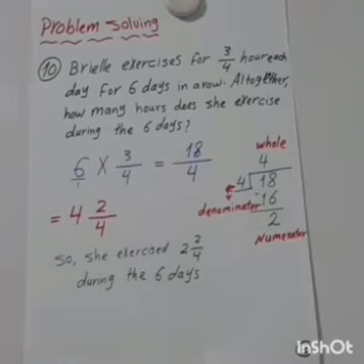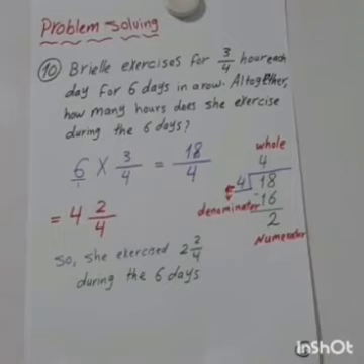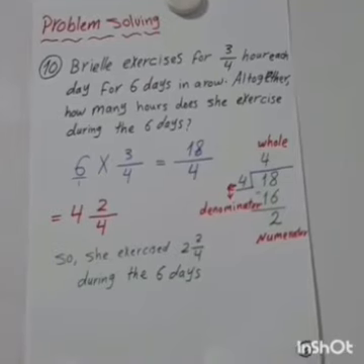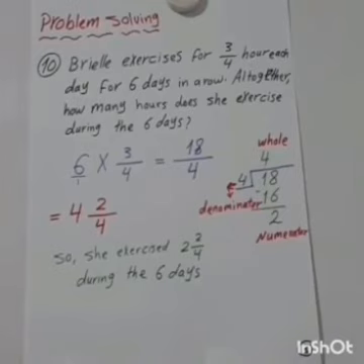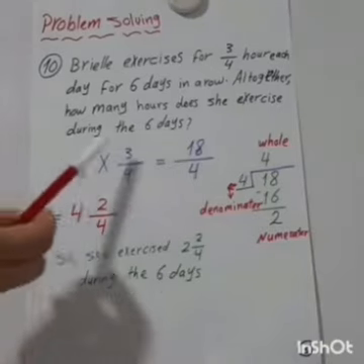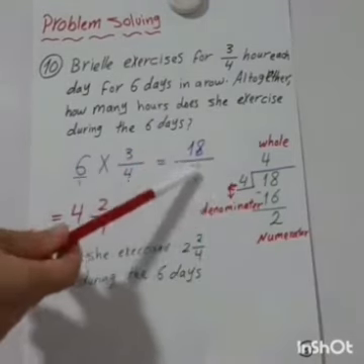Number 10. Preli exercises for 3/4 hour each day for 6 days in a row. Altogether, how many hours does she exercise during the 6 days? So we have 6 days, and each day she exercises 3/4 hour. So now I will take 6 times 3/4 equals 18 over 4, right? Like I told you, 6 times 3 equals 18, and then the denominator 4 stays as it is.